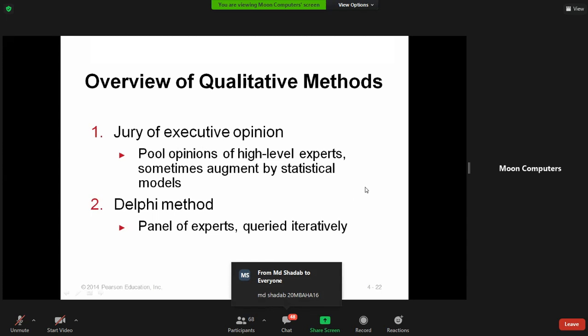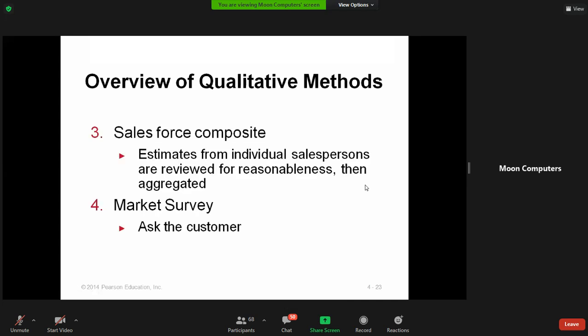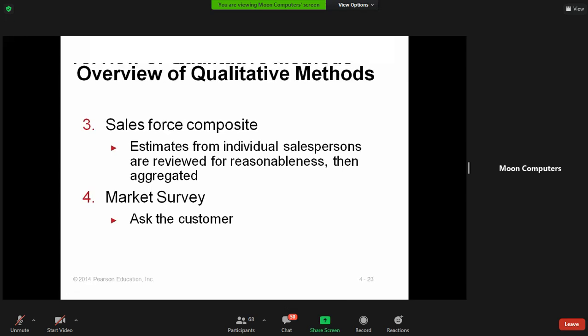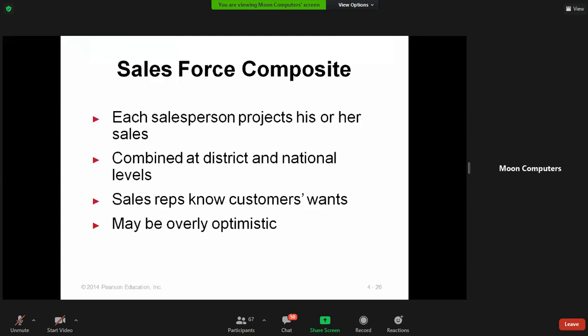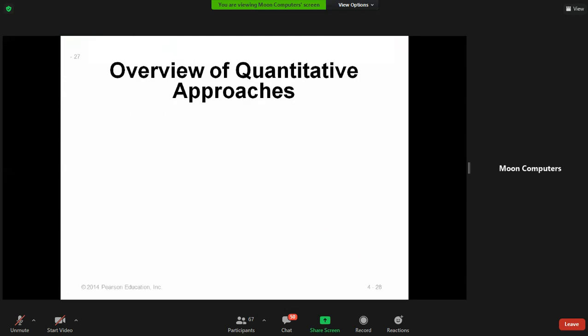Another method which is very popular in operations management is the Delphi method. Again, we are taking expert opinion, and these experts are a panel of experts, and this method is applied in a very scientific manner. We have already discussed it in the previous class. Then we have the Salesforce composite method and the market survey method. I am not taking these methods once again because Dr. Lame has already covered them in the last class.